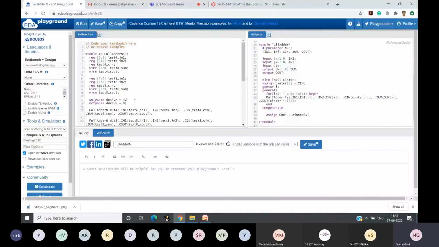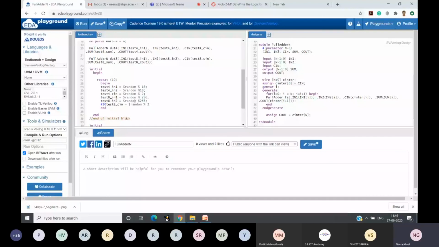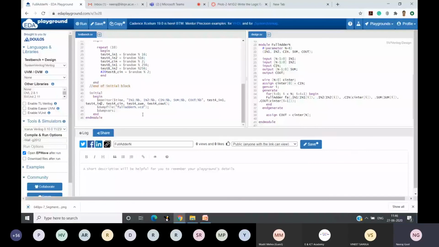Now here, instead of giving the values, I have directly generated the values using random numbers. So these 4-bit inputs are generated using percentage 16, and 8-bit values are generated using percentage 256. Okay, and finally we can monitor all these things, and then we can dump the file and see. To make it easy, I am currently monitoring only the 4-bit case. So maybe we can run it again to see the 8-bit case also. So let us run and see how it works.